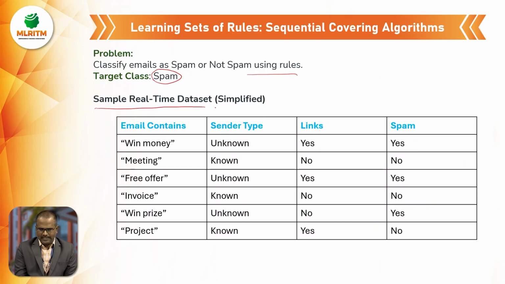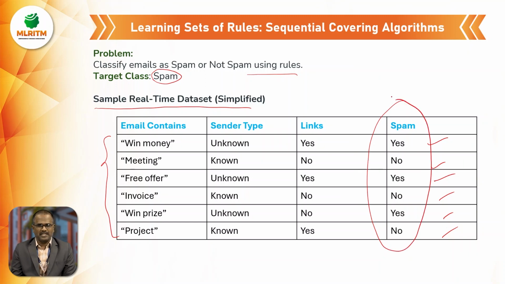This is a simplified data set. First of all, we need to understand the data set. Here we have two types of examples. Totally, we have 6 examples: 1, 2, 3, 4, 5, 6. In these examples, the output class, here the target class, is spam. If the target class is yes, then it is a positive example. If the target class is no, then it is known as a negative example.